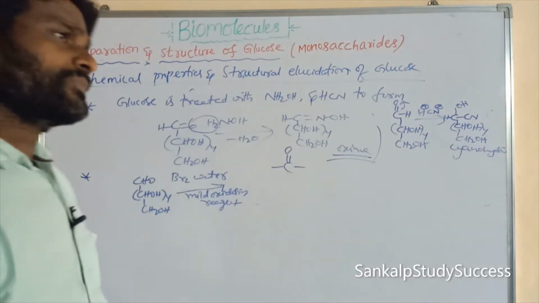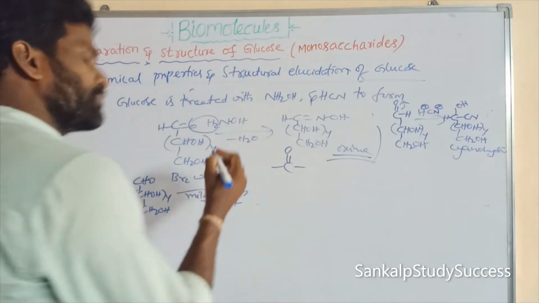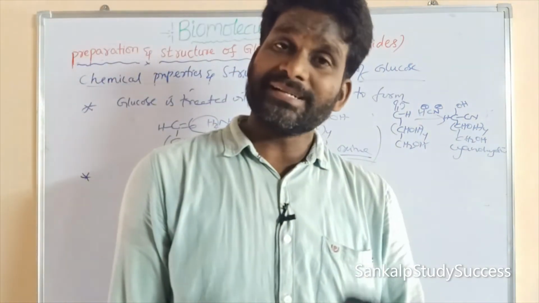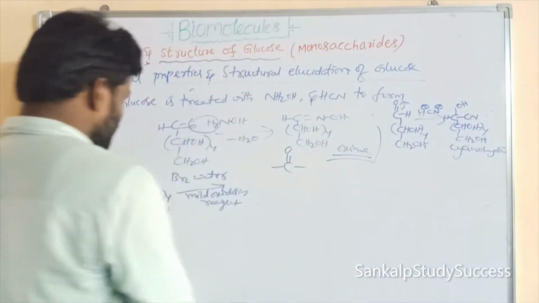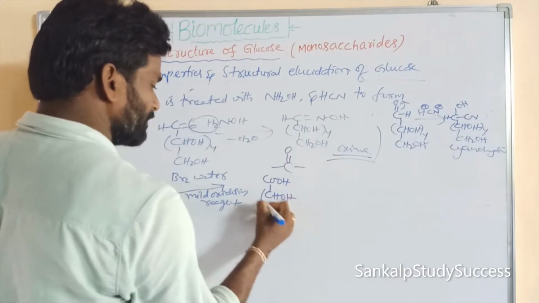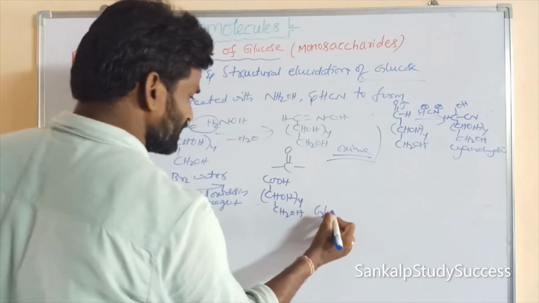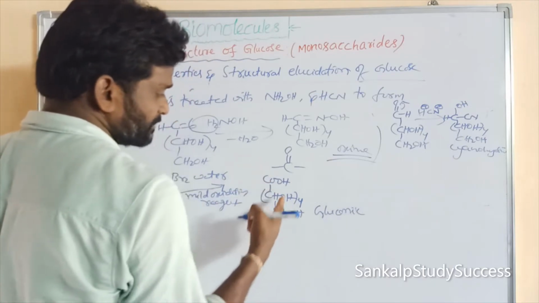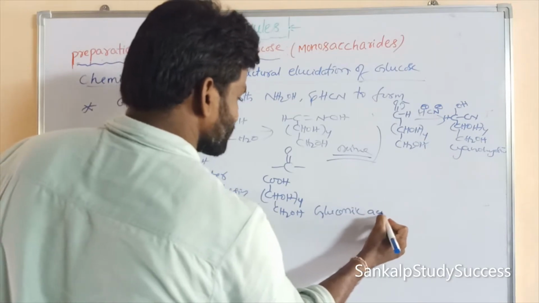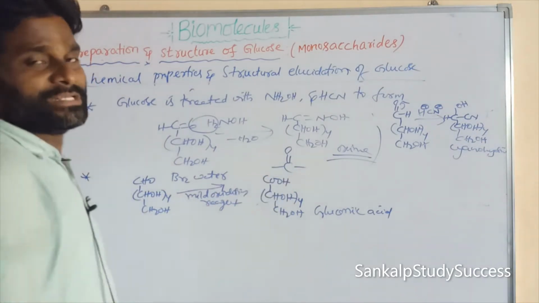So glucose is oxidized with bromine water to give a 6-membered monocarboxylic acid. Monocarboxylic acid means a compound containing only one COOH group. So here this CHO will convert to COOH, and the remaining can be written as it is, CH2OH. So this is said to be gluconic acid. It is containing 6 carbons. So gluconic acid is a 6-membered monocarboxylic acid. It is containing only one COOH group.